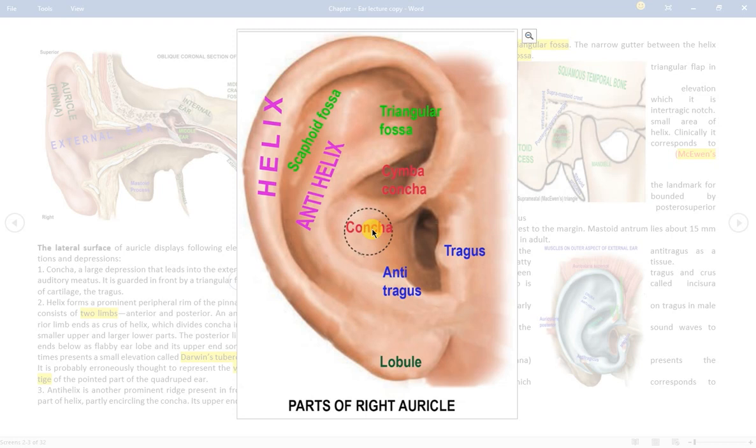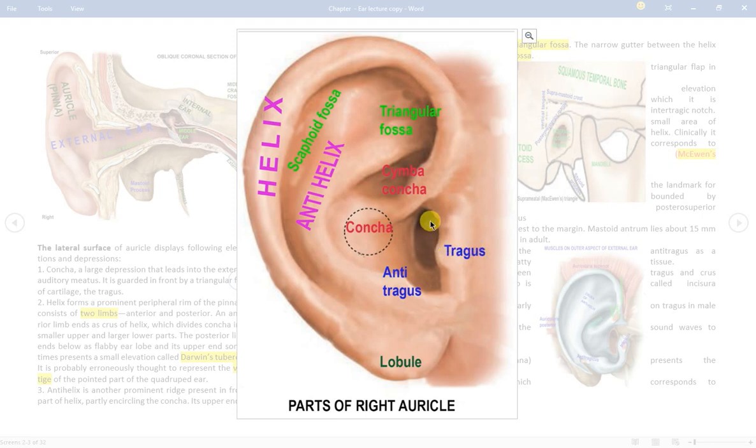Now this concha, if you see this from the medial surface, that is behind this, it will produce another elevation that is called eminentia concha. This triangular fossa, if you see this again in medial surface, behind this it is producing an elevation that is called eminentia triangularis. These words are given in the description, you can refer.